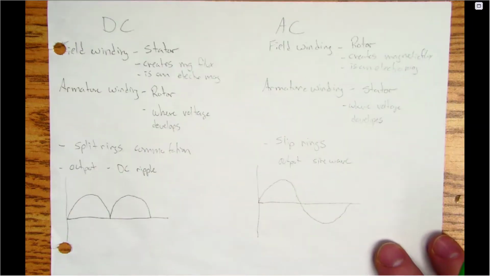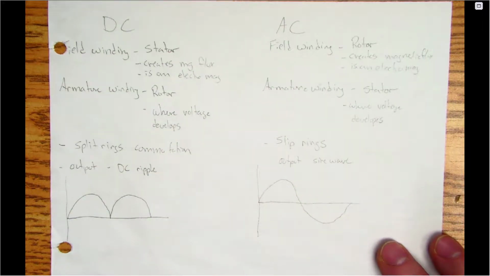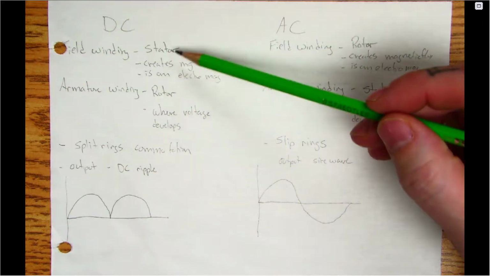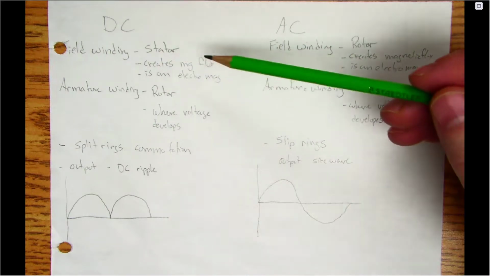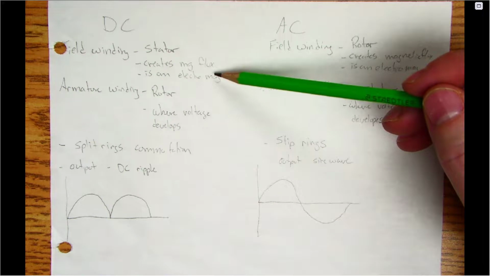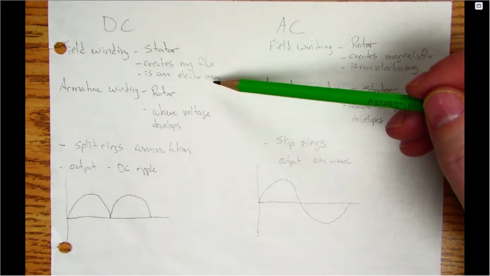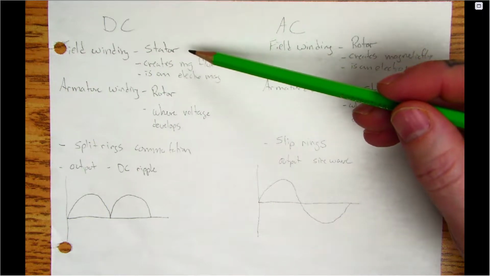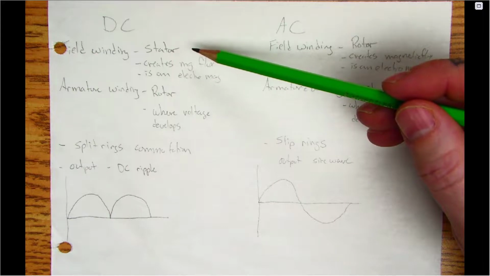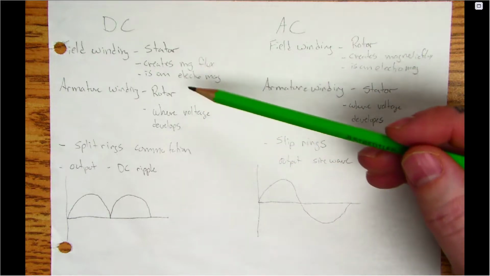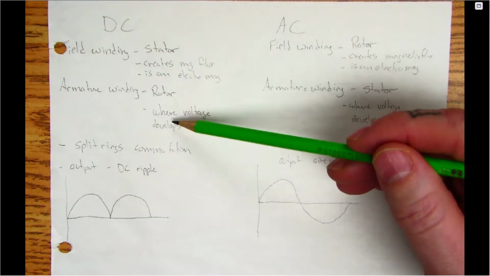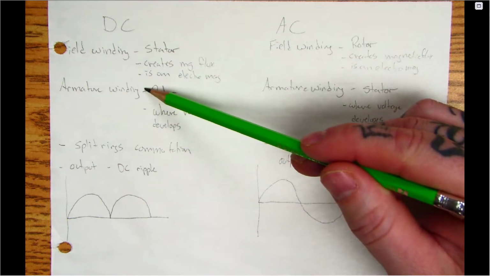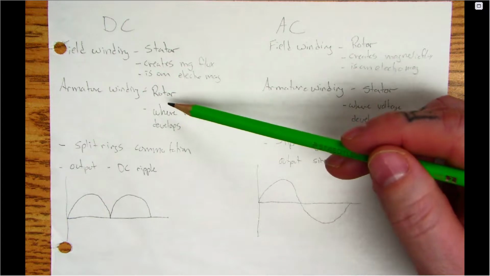A little bit here. Okay, so these are some notes that I've made myself about the field winding, where it's located in DC, what it does. The field winding creates magnetic flux, and it is an electromagnet. In DC, the field winding is on the stator, the stationary part of the machine. The armature is on the rotor, the rotating part. That's where voltage develops. Voltage always develops in the armature, whether it's on the stator or the rotor, okay?